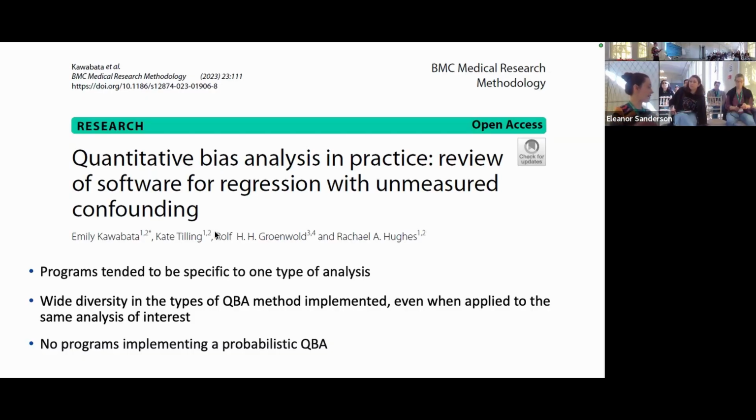And we even found this for software implementations applicable to the same analysis of interest. Let's say we looked at a linear regression analysis, and we looked at 5 software implementations. And as I say, the methods varied very much in what they required from the user. And within our review window, we didn't find any programs implementing a probabilistic bias analysis.